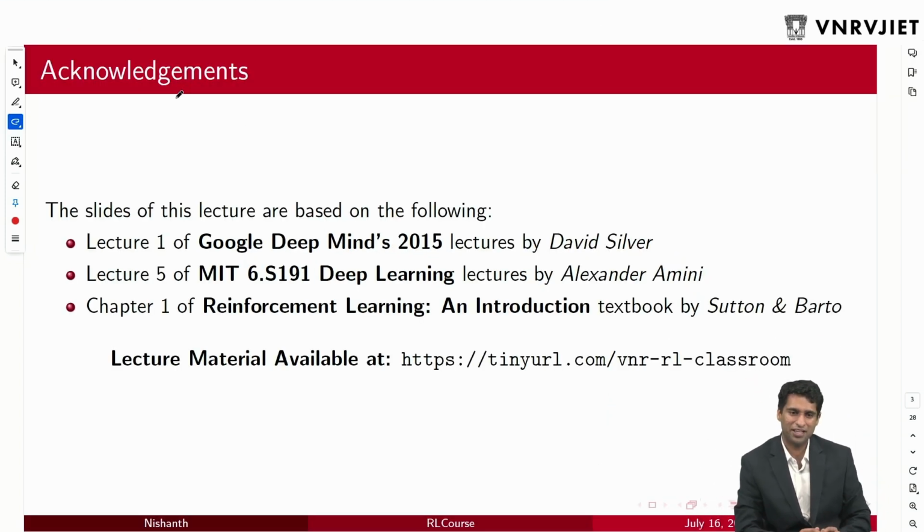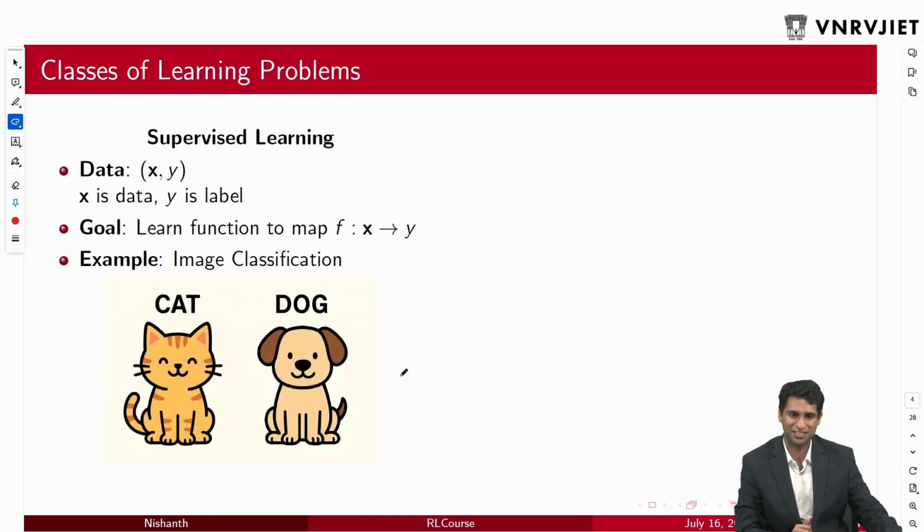So before I go into the content, I would just like to include a few acknowledgements. Most of the contents of these slides are based on a video series by Professor David Silver and from the reference textbook for this course, which is Reinforcement Learning: An Introduction by Sutton and Barto. The material of this class is available online, including the slides and these recorded videos. So that can be accessed from this URL provided here. Okay, so let's get started with the content.